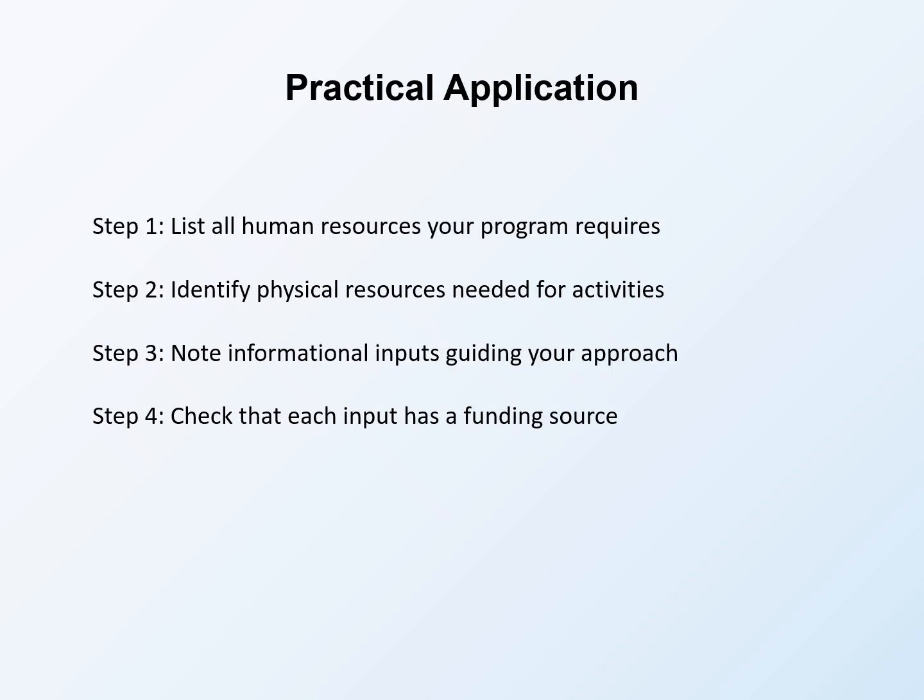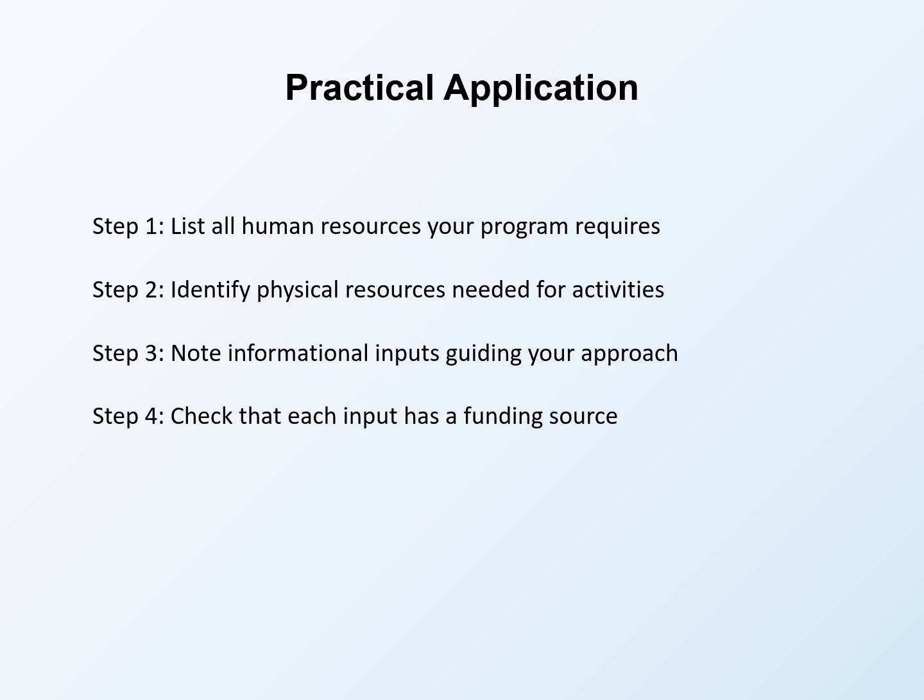Here is a practical exercise to apply what you have learned about inputs to your own program planning work. Step 1. List all human resources your program requires to operate effectively. Include staff positions with specific time allocations expressed as full-time equivalents, consultants with defined scopes, volunteers with estimated hours, and partner personnel contributions. Be specific about roles, required expertise, and qualifications for each position.